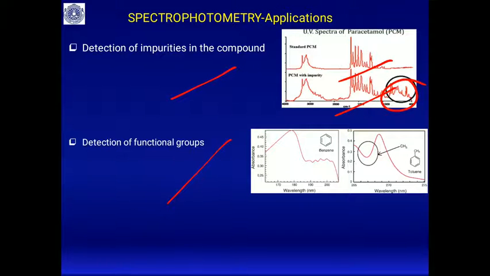Similarly, we can detect the functional group. For benzene and for toluene, from this wavelength we can also detect the functional group with the help of spectrophotometry. So this is about the application part. Using this spectrophotometer we can deduce the qualitative and quantitative assessment of a solute dissolved in a solution. Thank you.